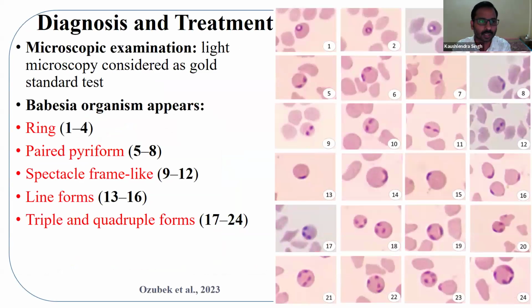Come to the diagnosis and the treatment. Microscopy, as you know, is the gold standard test. And here in this picture, you can see the different forms of the organism: the ring form from picture 1 to 4, paired pyriform from picture 5 to 8, spectacle frame-like from 9 to 12, and line form from 13 to 16. Also, the triplet and quadruplet forms are seen in 17 to 24.